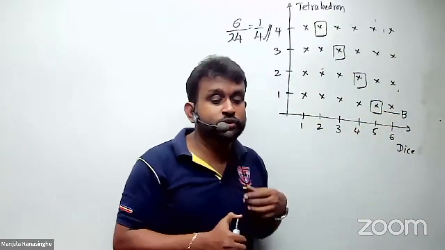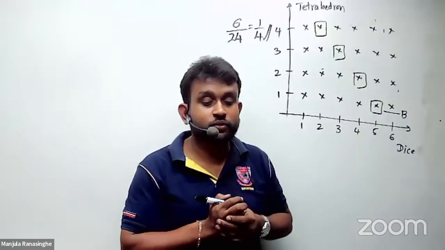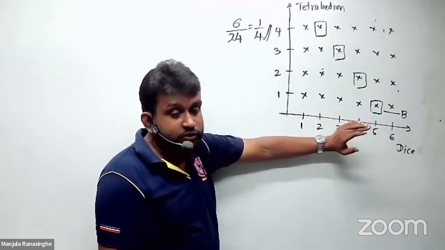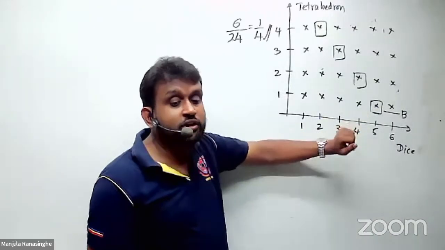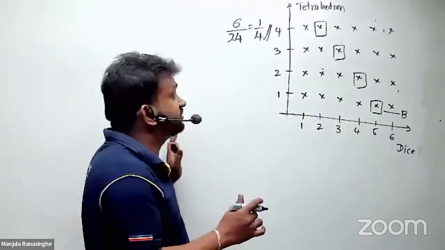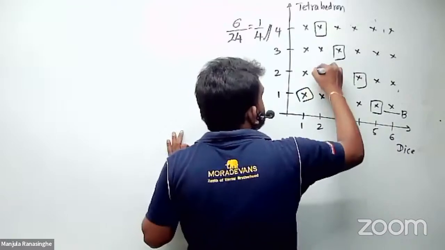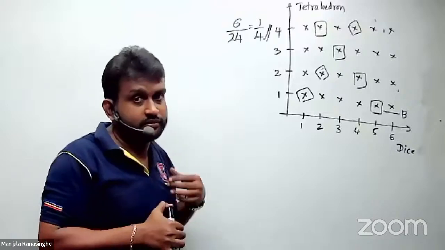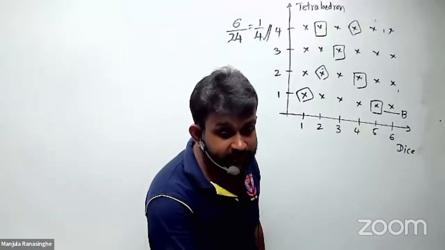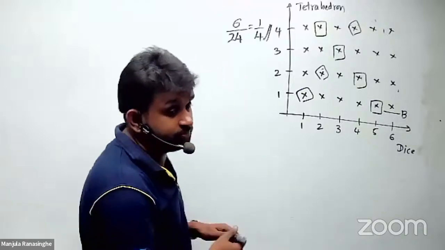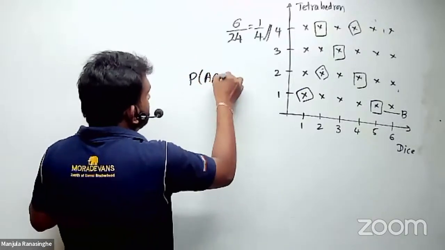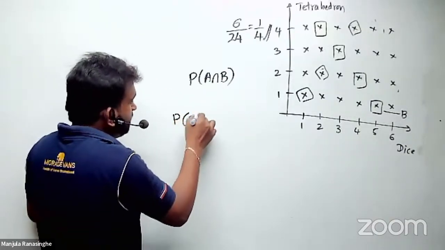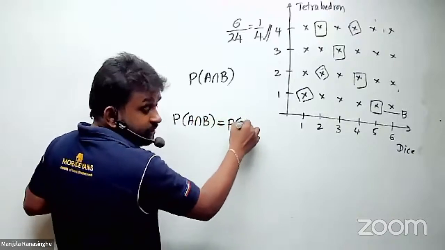Are the two events A and B independent? If so, find A intersection B. This is event B, and event A is obtaining equal numbers on the dice: (1,1), (2,2), (3,3), (4,4). Yes, these are independent events, so you can multiply the probabilities to find P(A intersection B). If they are independent, P(A intersection B) equals P(A) into P(B).